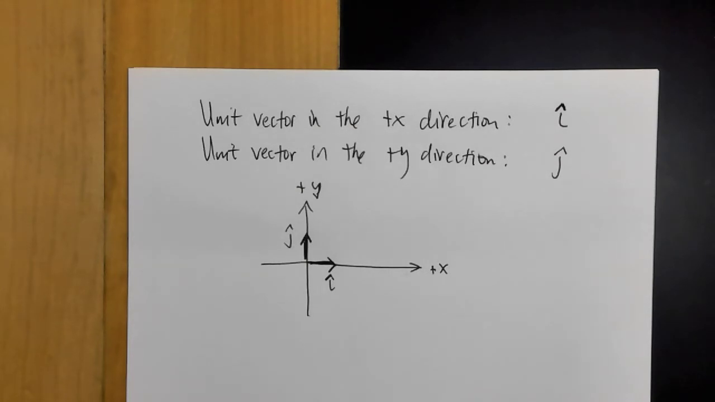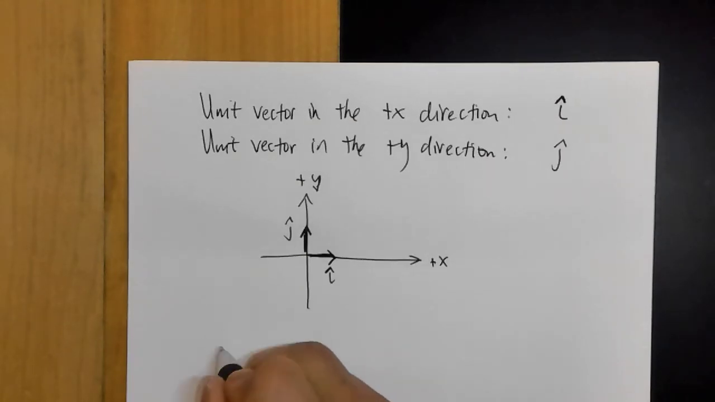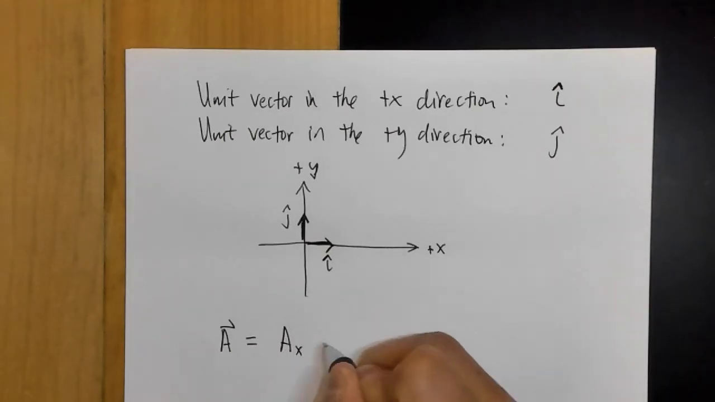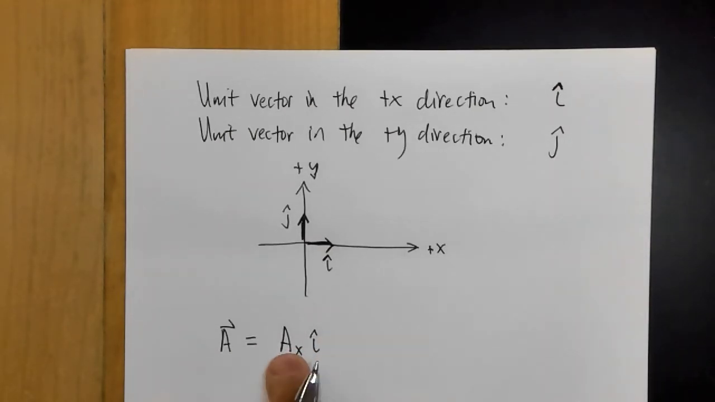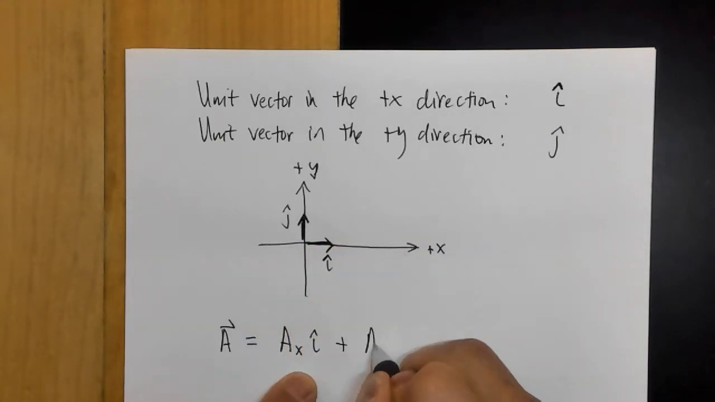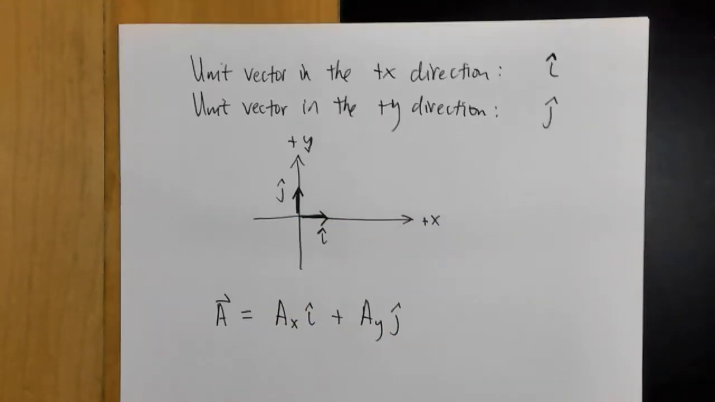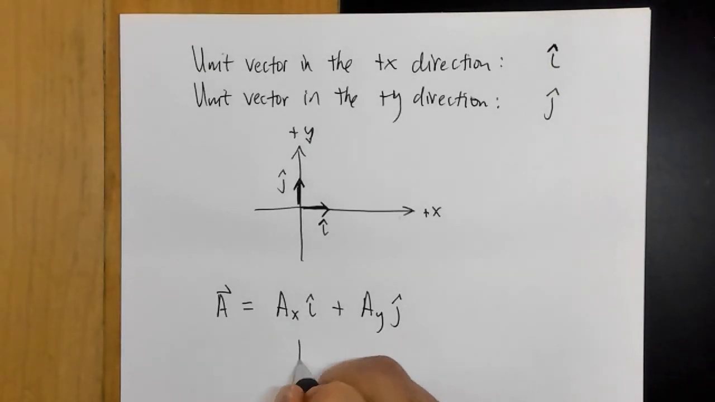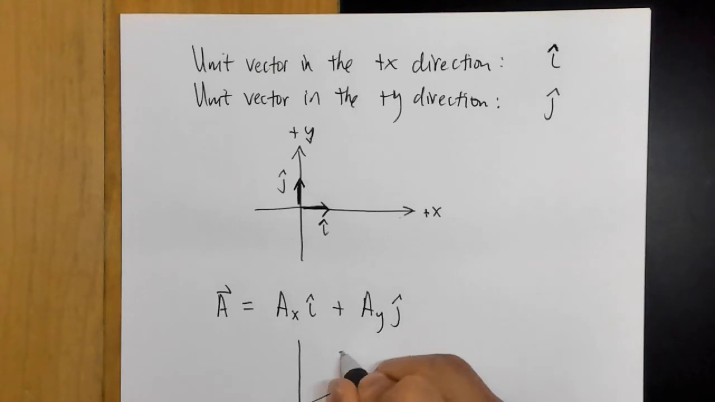And now I can actually write down a formula like this. The vector A is equal to ax times I hat. It stretches the vector by an amount ax, plus ay times j hat. Okay. So I can see that just by drawing something like this. I have my vector A. This vector here will be ax I hat.